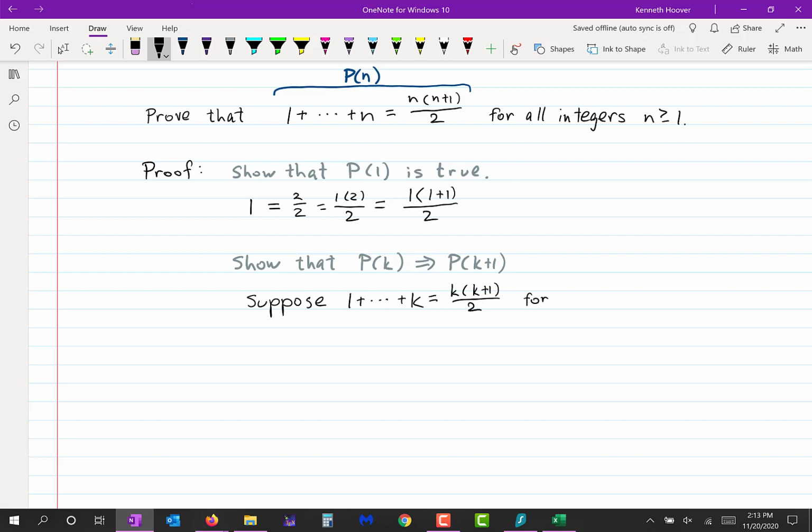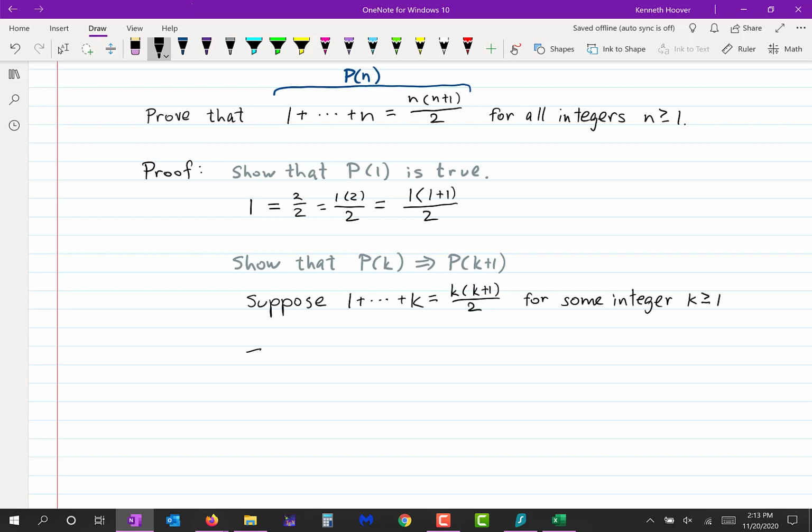For some integer K equal to or greater than, what is our beginning value in this problem? It was 1. So I put for some K equal to or greater than 1. Now again, there's no work to do there. It's just a matter of writing that sentence down. So don't get lazy and try to cut corners. Write down that whole sentence. That's all you're being asked to do is write it down.